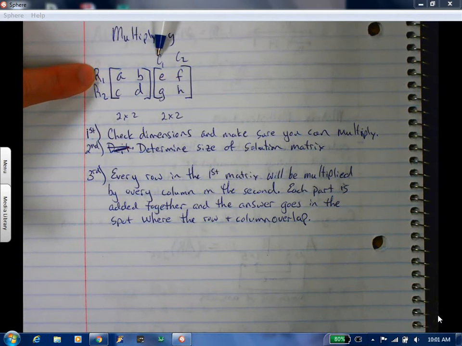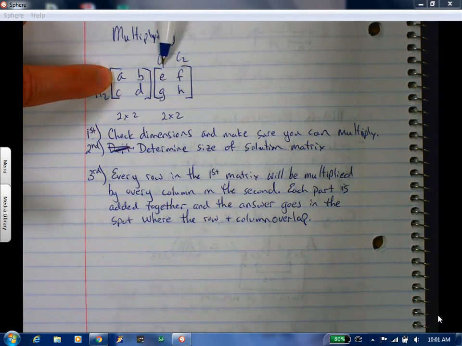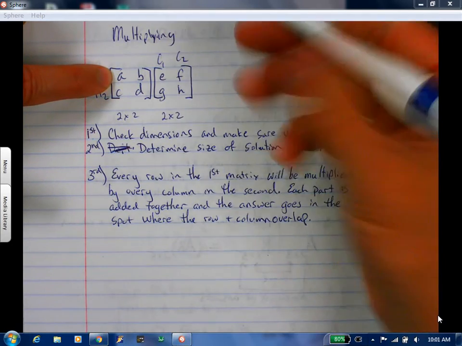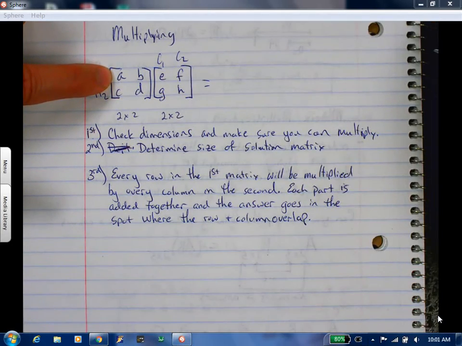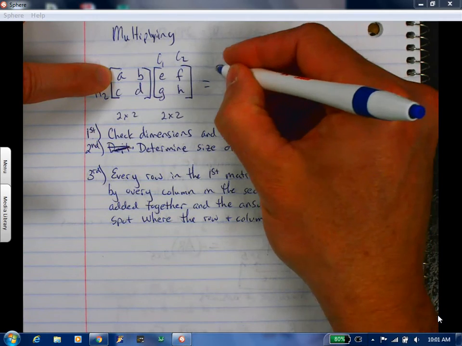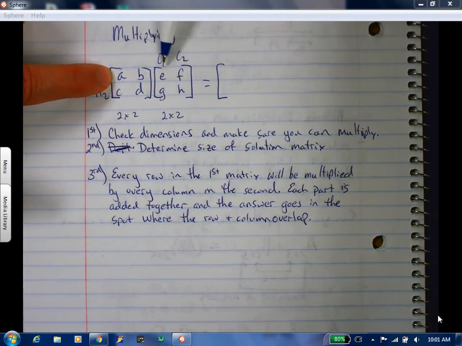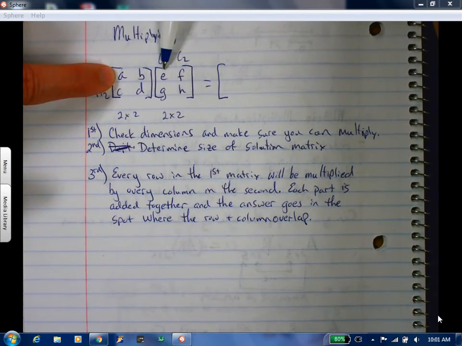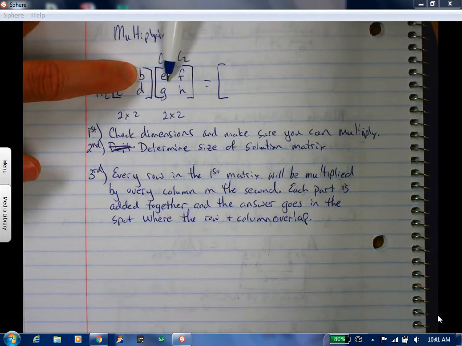The first row and the first column. Now notice I said first and first. So guess where this answer is going to go? First row, first column. Okay. I'm going to take A times E. I move over, I move down. You're going to hear me say that a lot. Move over, move down.